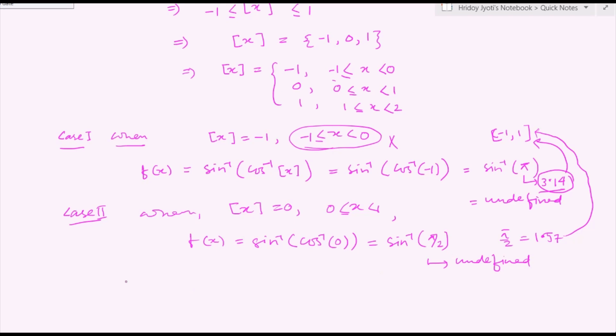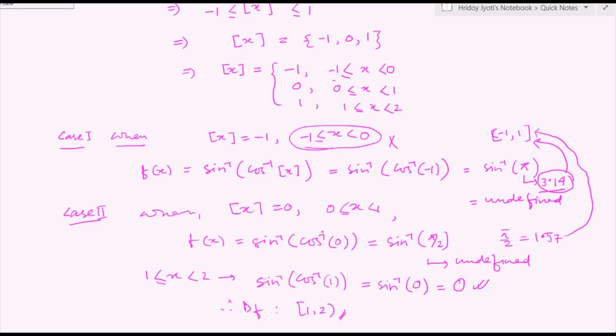Okay, so we are left with the third case, that is when x is lying between 1 to 2. We'll check this one. So what we'll get is sine inverse of cos inverse of GIF of x, that is GIF of 1. So cos inverse of 1. Cos inverse of 1 we know to be equal to 0, so we'll get sine inverse of 0, and 0 is clearly lying between -1 and 1, so it is defined. So we are getting a value. So the domain of the function will be all x lying between 1 to 2.